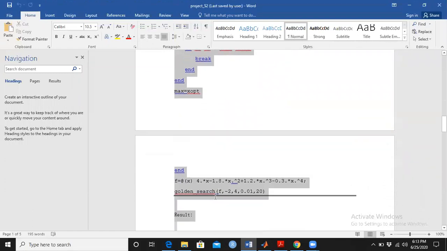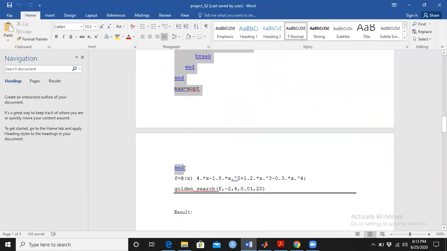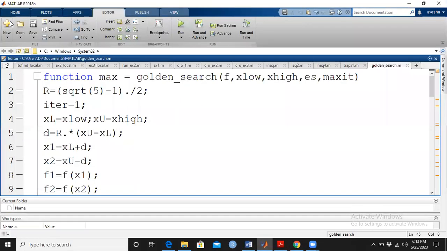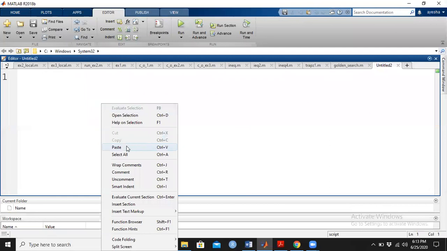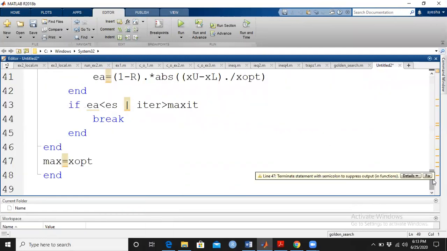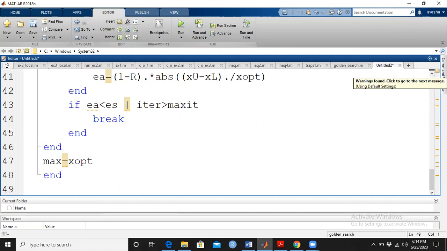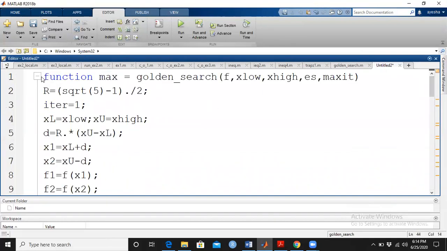Okay. And then you can see that until this line, until the end, you will copy and then you will paste. Students, please look at this M file carefully. You can see here that there is no red color, so this means that we will be able to run this M file. If you miss typing this end, you can see the red color here, and that means that this is not a valid M file.